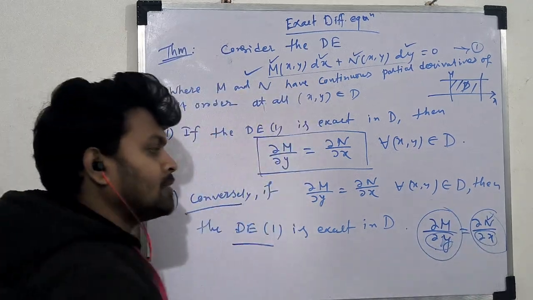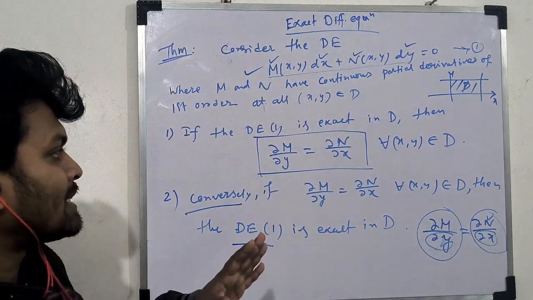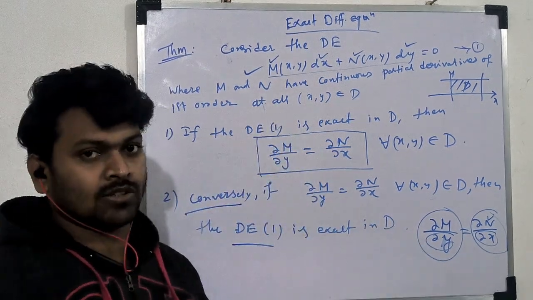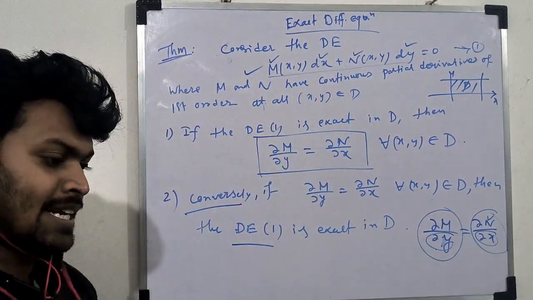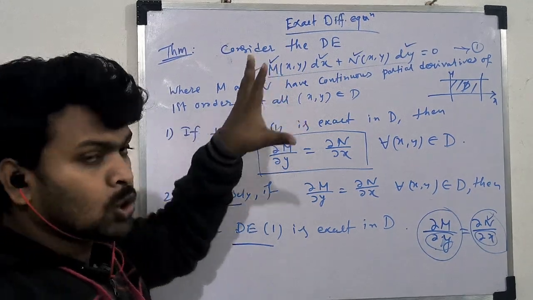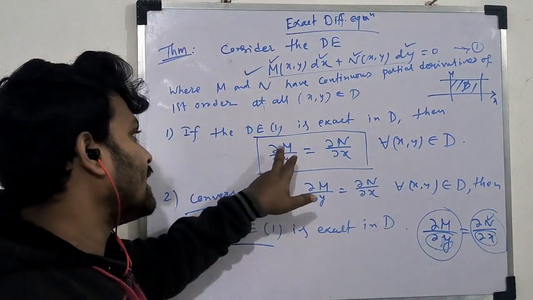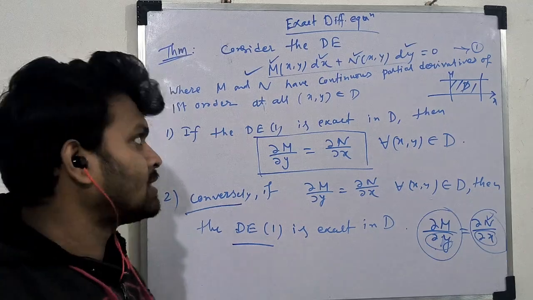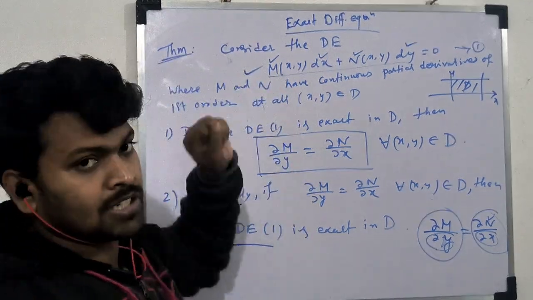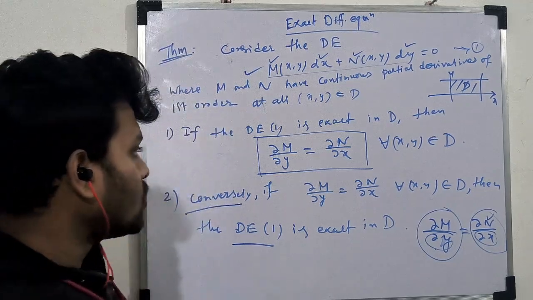If this is equal, we say the differential equation is exact, and if the differential equation is exact, then this equality holds. That is, the necessary and sufficient condition for this differential equation to be exact is ∂M/∂y equals ∂N/∂x. That means if it is exact, this happens, and if this happens, the differential equation becomes exact. This is the beauty of the theorem.